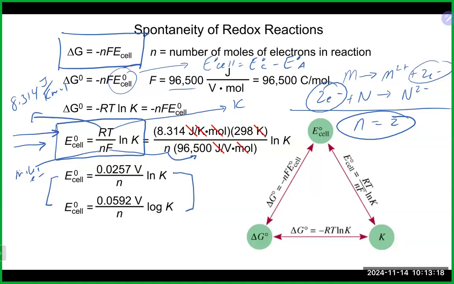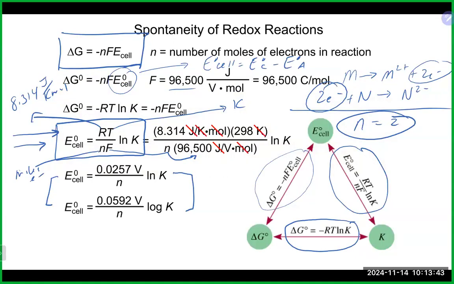This is our triangle of death of thermodynamics and electrochemistry. If you have E of the cell, you could get to delta G with this equation. Obviously, if you have E of the cell, you could get to K, or if you have K, you get to E of the cell. And then there is our thermodynamic relationship between G and K that we saw in the previous chapter.